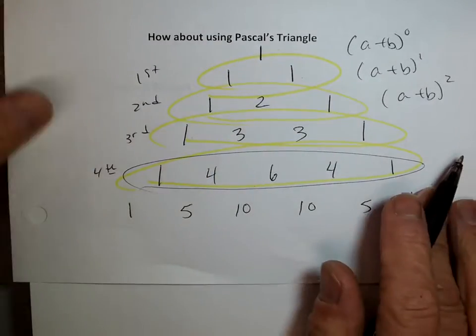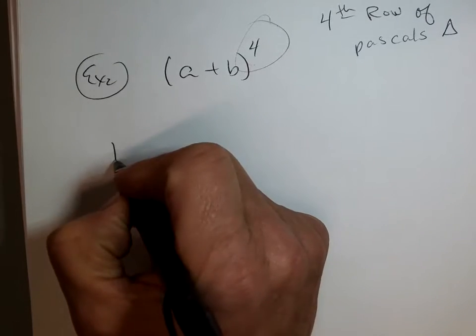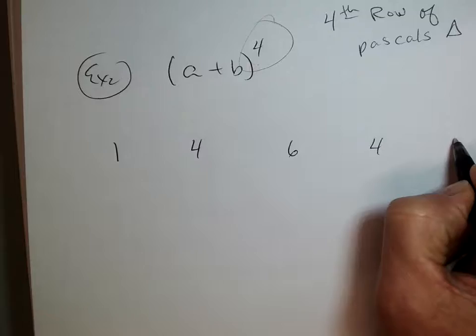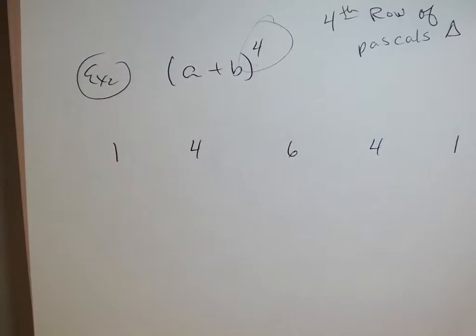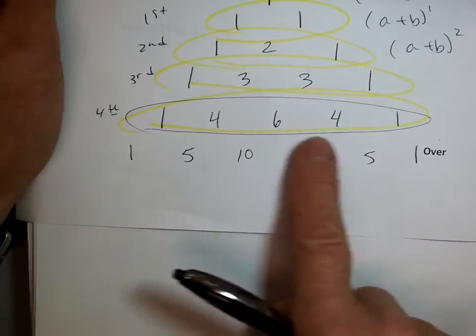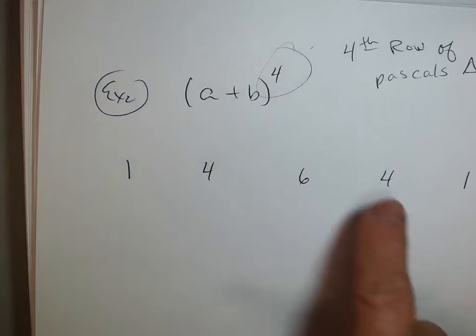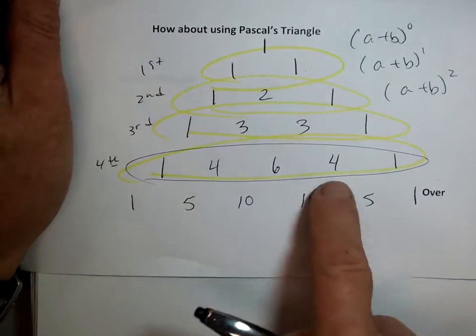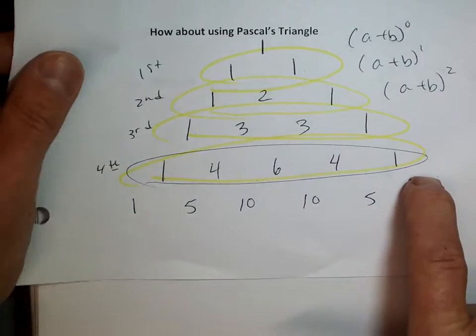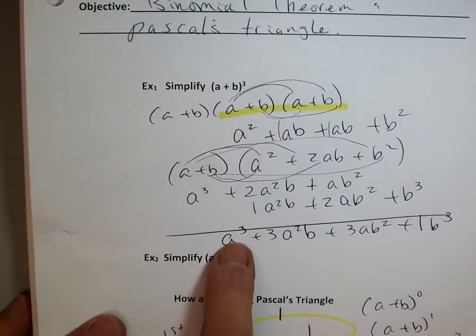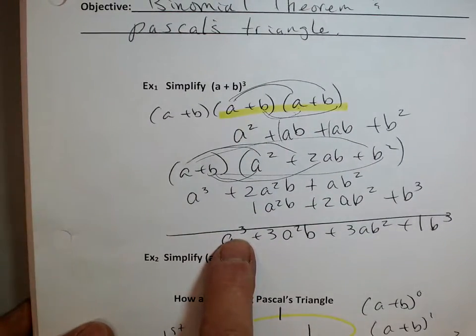So I went to the 4th row. So let's write that down. 1, 4, 6, 4, 1, right? Go straight to the 4th row of Pascal's triangle and write down these numbers, okay? Went to the 4th row of Pascal's triangle because it's to the 4th power, 4th row. So I wrote down my 1, 4, 6, 4, 1. So far, so good?